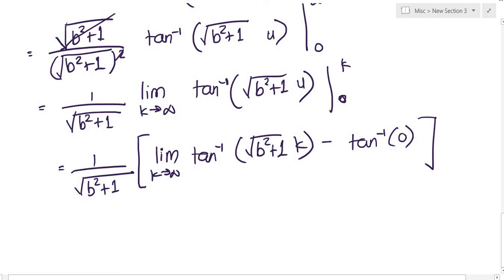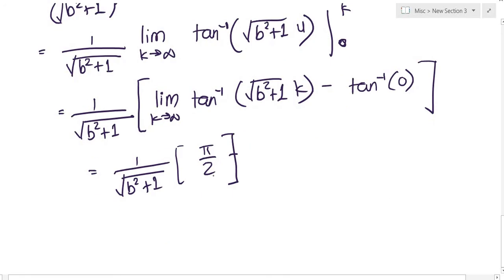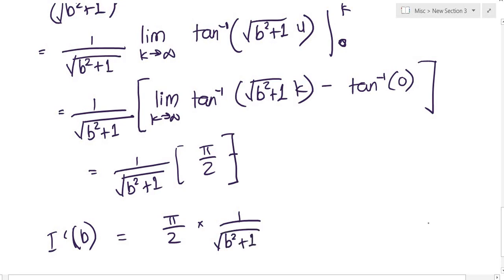Now as k goes to infinity, infinity times a small finite constant is still infinity, so the inverse tangent of infinity is going to be pi over 2. Well, the constant outside is as it is, unscathed. We have pi over 2 minus the inverse tangent of 0 is just 0, so nothing, we can just subtract 0 and nothing changes. So finally we obtained that our I prime of b is nothing but pi over 2 times 1 over square root of b squared plus 1. Well, that's I prime of b, right?